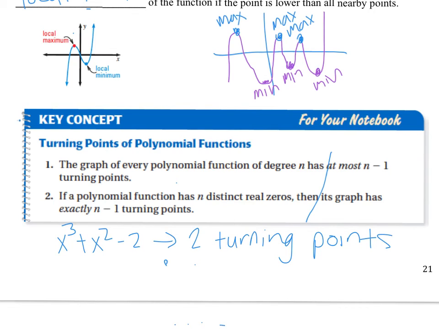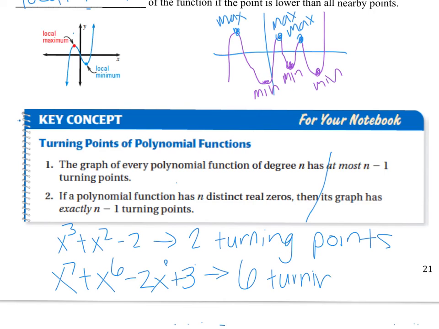If you had something to the 7th power, you could have no more than 6 turning points. So the degree tells you how many turning points are going to be in your graph.